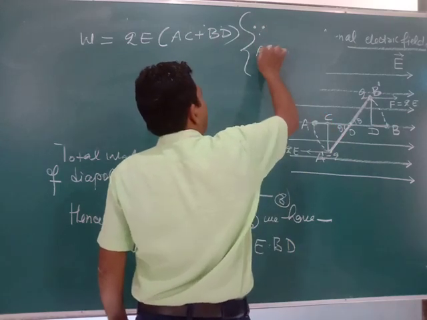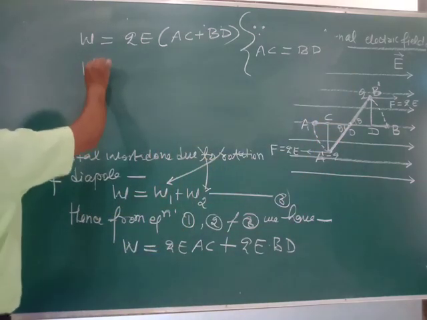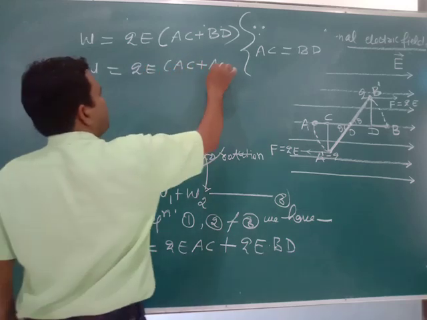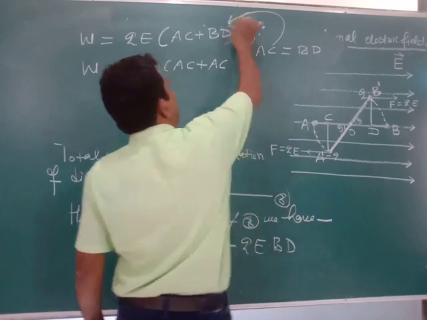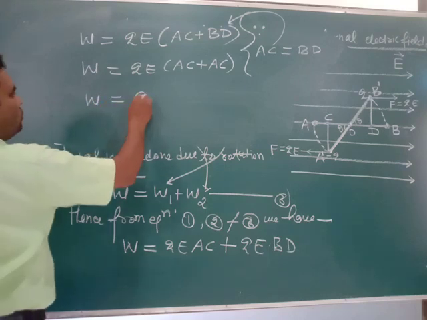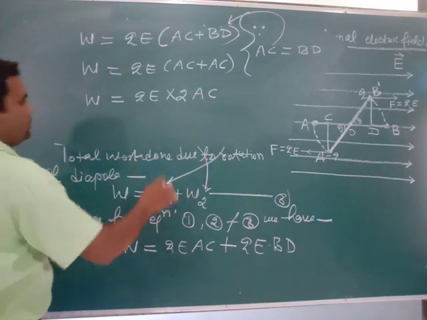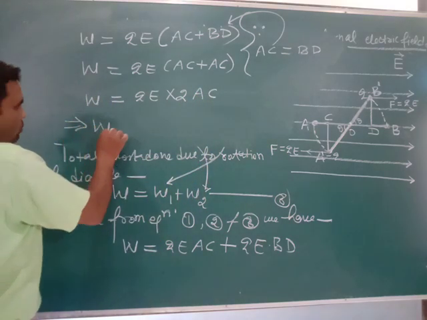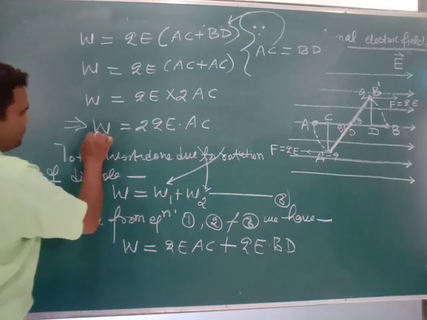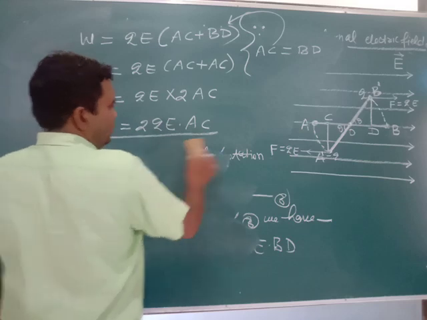Since AC is equal to BD, we have W is equal to QE times AC plus AC, because both have the same value. So W is equal to QE into 2AC. It implies W is equal to 2QE into AC. Here, let us calculate the value of AC from the figure.